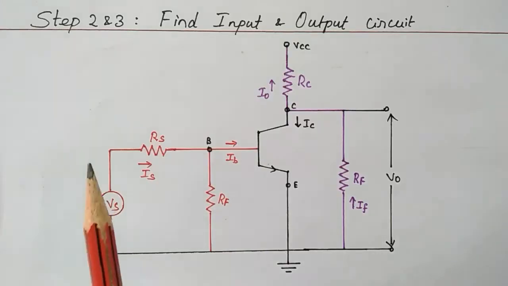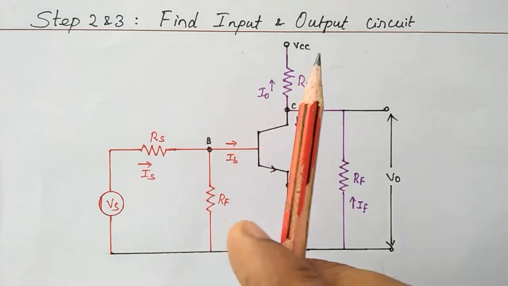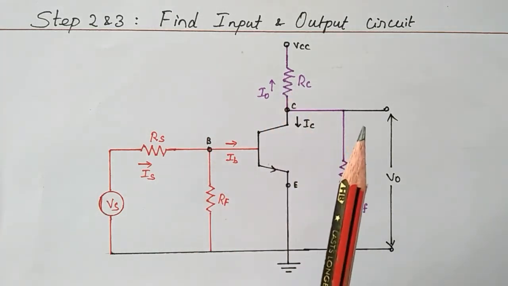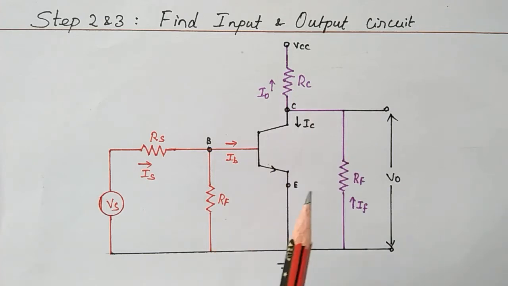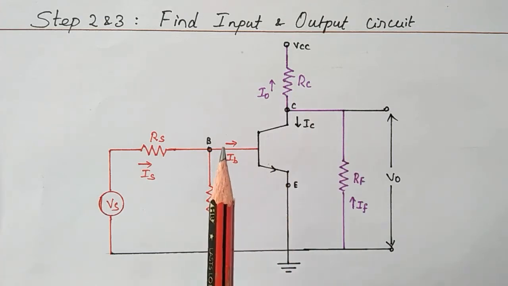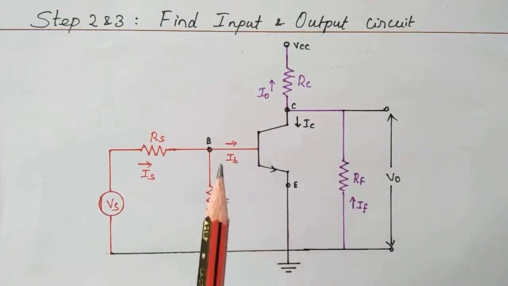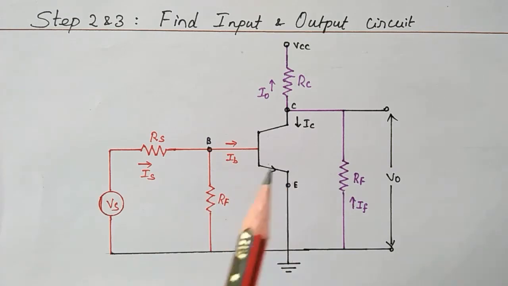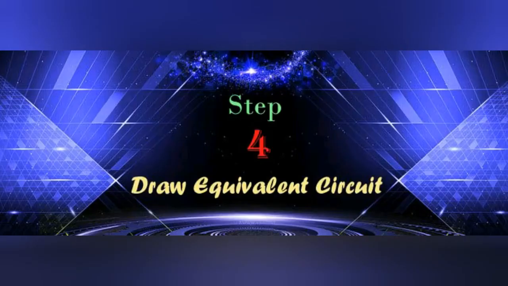So this is the combined circuit performing step 2 and 3. Both are combined as the entire circuit. This red color marking represents the input side and the violet color marking represents the output circuit. What we have to consider here is that RF is connected between collector and base, and is now separated as input side and output side. Hence, after drawing this circuit diagram, we perform step 4: drawing the equivalent circuit for the given circuit diagram.